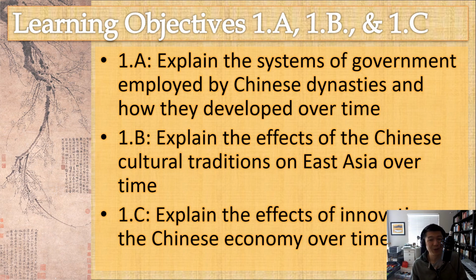So our key learning objectives and what we're reviewing today are a number of things. One, we're going to explain the systems of government and how they were employed by Chinese dynasties over time. Explain the effects, particularly, and here's our main point, of Chinese cultural traditions in East Asia over time, and then also the effect of economic innovations of the Chinese economy over time.